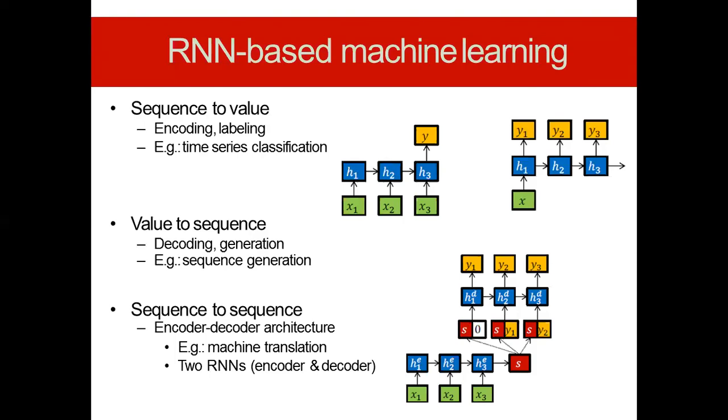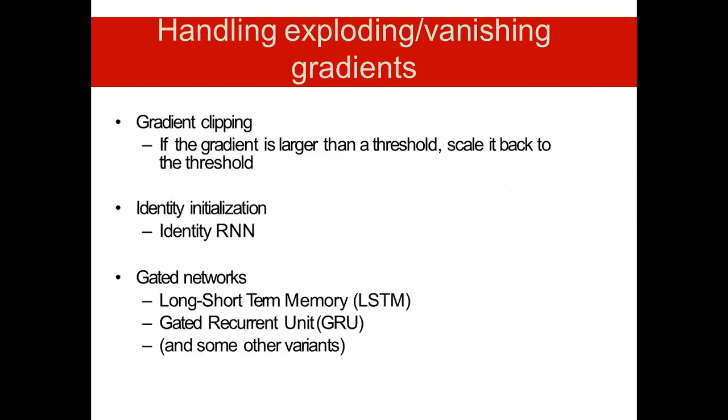The last one is the sequence to sequence model. We usually use the so-called encoder-decoder architecture. An example is machine translation. In machine translation, both input and output are sequences. The input is, for example, a sentence in English, and the output is a sentence in Spanish. We can use two RNNs as an encoder and a decoder to model such problems. Those are the three types of recurrent neural networks.